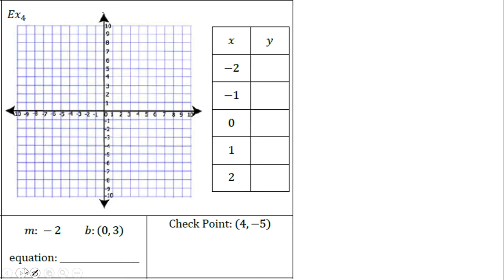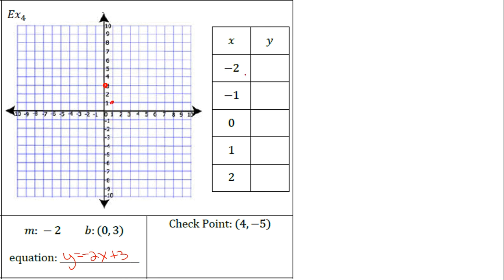Let's look at our last example. This time, we've been given the slope and the y-intercept up front. We can easily write our equation. And now we can graph this. We can graph this knowing that we start at (0, 3) and use our slope of -2 over 1. So we can go down 2 and right 1 and down 2 and right 1.